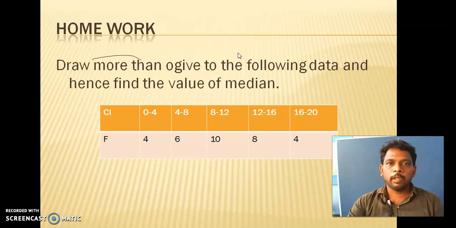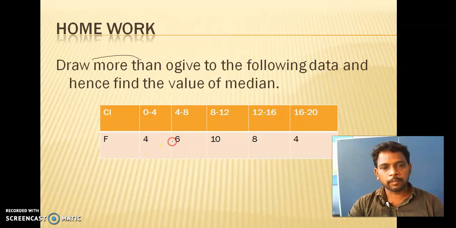How can you find out? As I told earlier, find out the n value. What is the n value here? That is the total frequency. So 6, 4, that is 10, 20, 28, 32. So 32 is the n value, right? So what about n by 2? So 16, right?